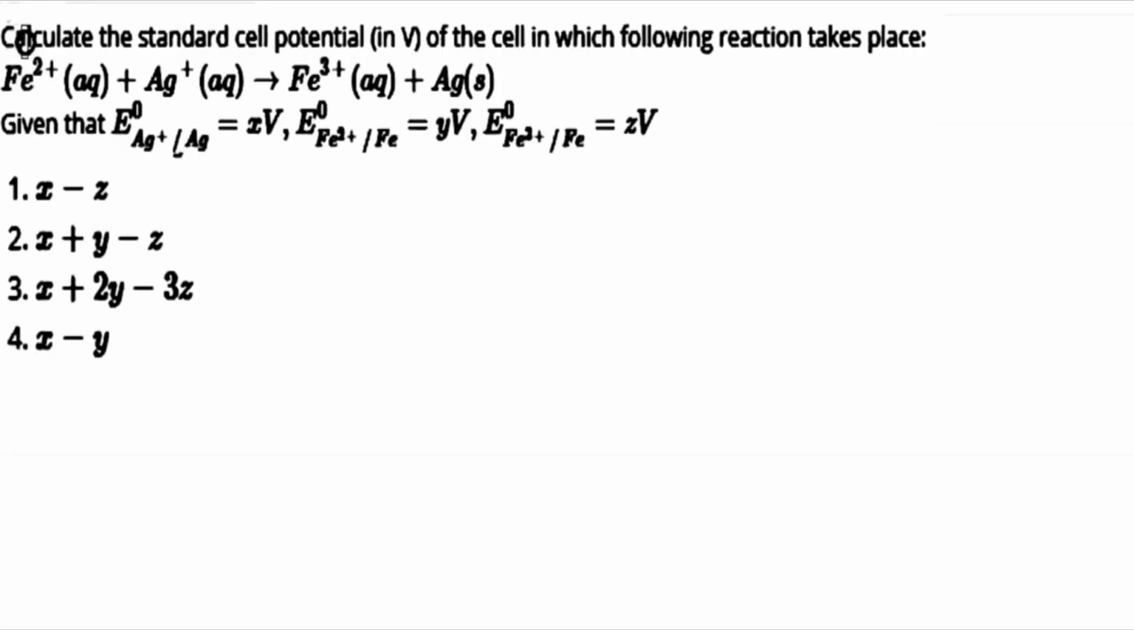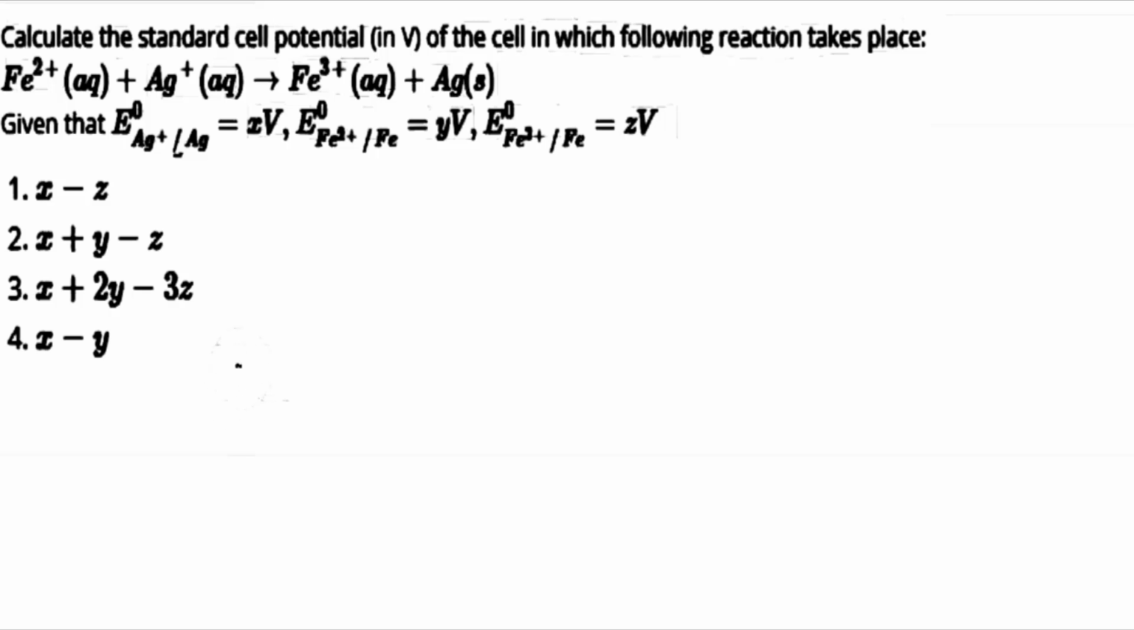Hello, the question says that calculate the standard cell potential in volt of the cell in which the following reaction takes place. Fe2 plus aqueous plus Ag plus aqueous gives Fe3 plus aqueous plus Ag solid. So we have given that E0 for Ag plus converted as Ag is equal to X volt. E0 for Fe2 plus converted as Fe is equal to Y volt. E0 for Fe3 plus converted as Fe is Z volt. And we have 4 options. So let's solve this question.